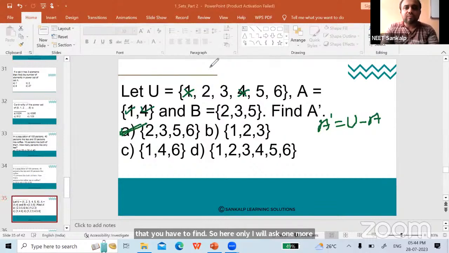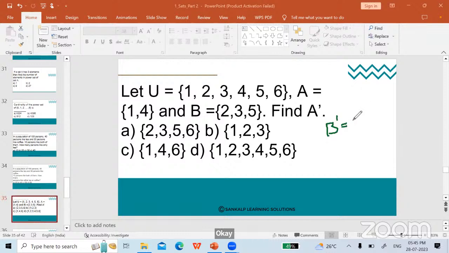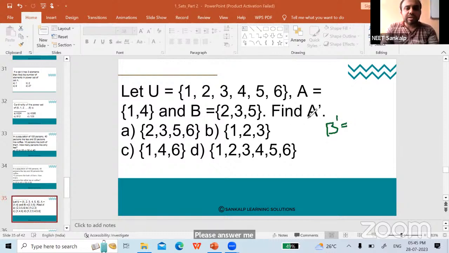What is the complement of B here? If I ask you the question, what is the complement of B? Please answer me. C, sir. Option C is the right answer. Let me check that. B complement means universal set minus B. B has 2, 3, 5. Cancel them out in the universal set. 2, 3, and 5 are cancelled out. So the remaining are 1, 4, and 6, which is present in option C.